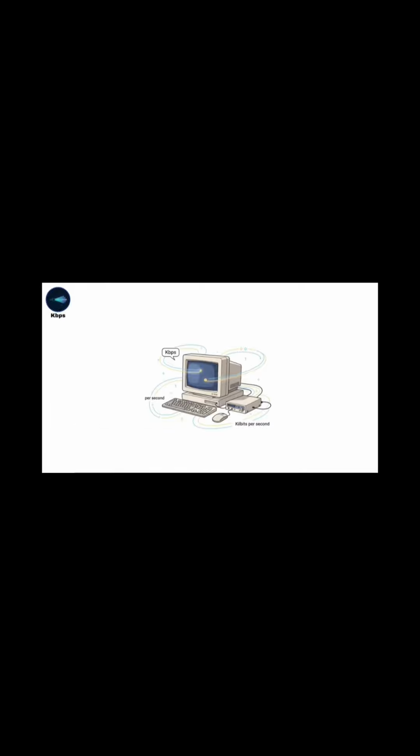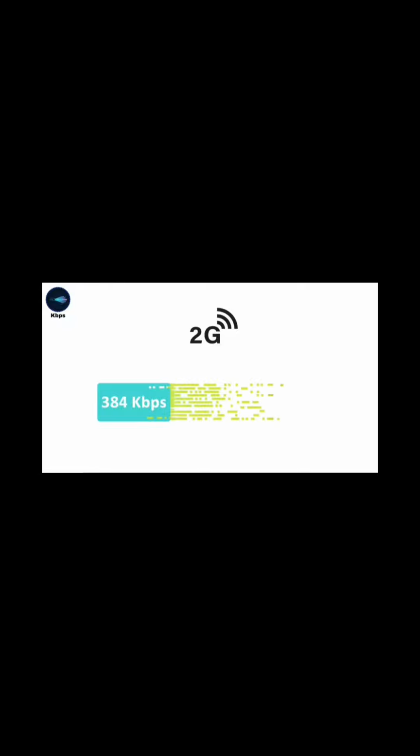Kilobits per second, kbps. A kilobit per second equals 1000 bits per second. This was the first practical unit used to measure early internet speeds. During the 1G and 2G network era, most data transfers were measured in kbps. For example, 2G Edge could reach about 384 kilobits per second, which translates to roughly 48 kilobytes per second, since 8 bits make 1 byte.